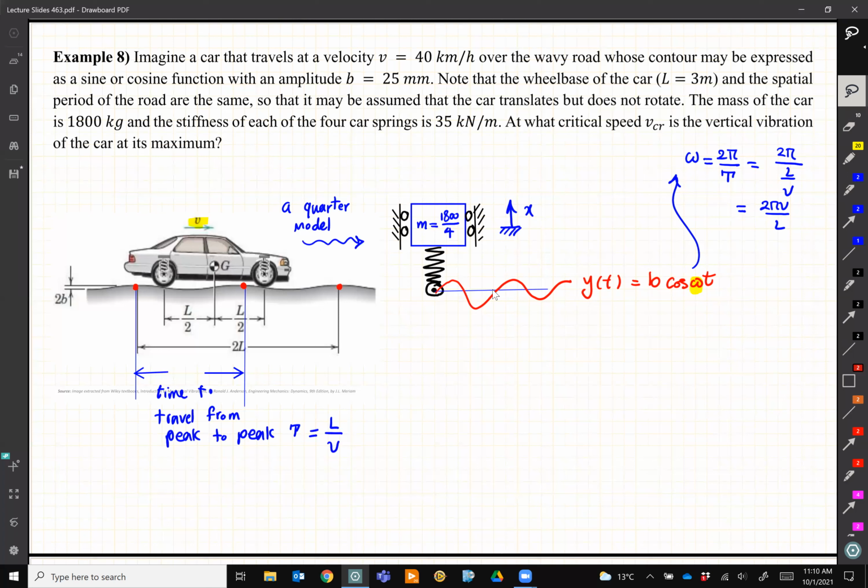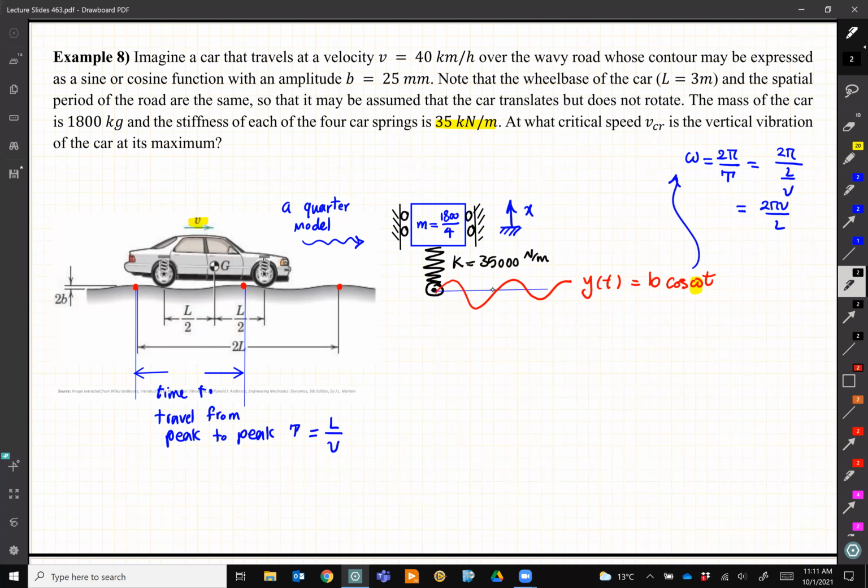It is unusual, but this is a simplified version of this car model. The center of the mass is in the middle. Also, we know the car is symmetric on the screen or on your paper. So we can assume we just consider a quarter of this car, so half of a quarter. And then the stiffness for each wheel, the question says, is 35,000, right? So this is K, 35,000 Newton per meter.